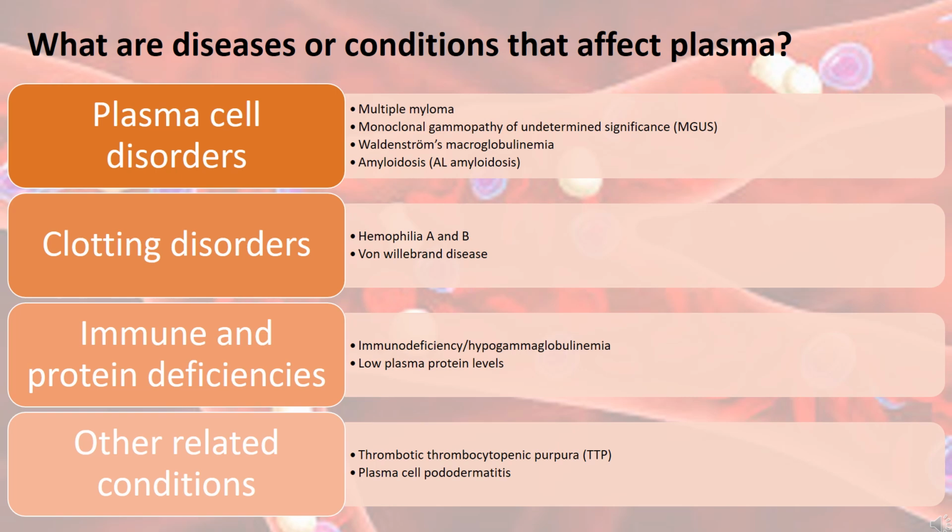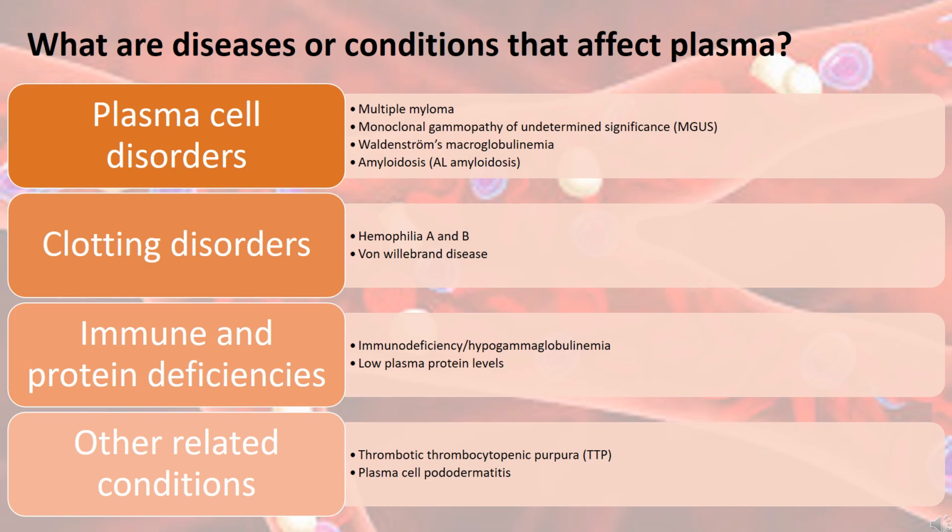Waldenstrom's macroglobulinemia, a rare cancer where B cells produce excessive amounts of IgM antibodies, which can make the plasma too thick, hyperviscosity. Amyloidosis, AL amyloidosis, a condition where abnormal plasma cells produce proteins that misfold and build up in tissues and organs, disrupting their function. Clotting disorders. These arise when plasma lacks the necessary proteins, clotting factors, for blood coagulation, hemophilia A and B.